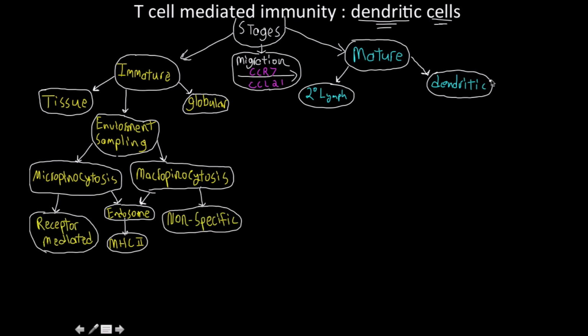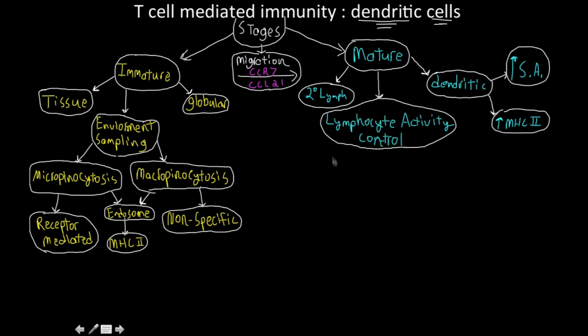One last thing with these dendritic structures is that this is going to increase the surface area of exposure for the major histocompatibility complex type 2, and they're going to have a lot more MHCs. So we've increased our surface area and we've increased our gene expression for MHC type 2. Whereas the immature cells are all about environmental sampling, the mature dendritic cells are all about lymphocyte activity regulation, lymphocyte activity control.